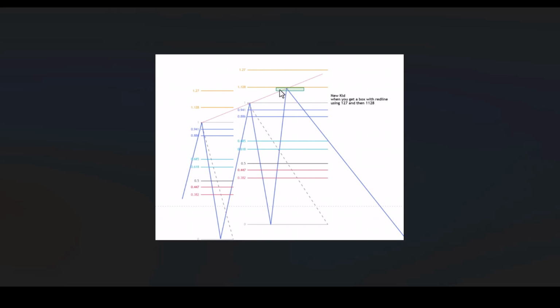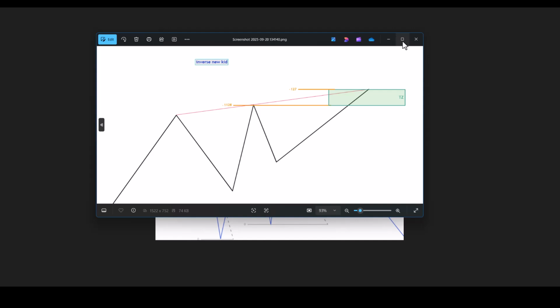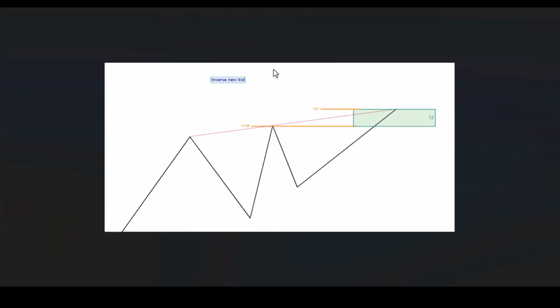So you can see here that the low of the box is drawn off the 127, the high of the box is the 1128 off this fib pool, right? So one's used off the fib pool from P1 to P2, and the second one is the fib pool from P2 to P3, projecting P3. This is called the new kid. We call this one the inverse new kid.